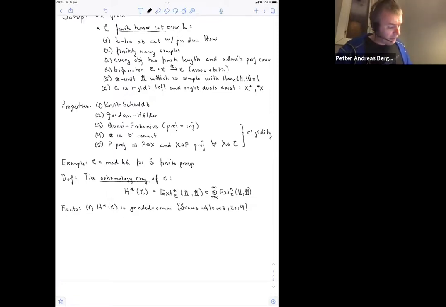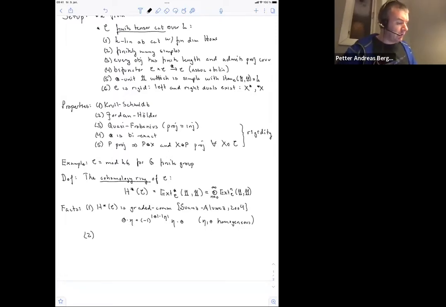So graded commutativity means that if you take two homogeneous elements, you can flip the order of the product, but you have to make up with a sign, depending on the degrees of the elements. So it's a nice ring, but even more so, it acts nicely on the cohomology of the category.